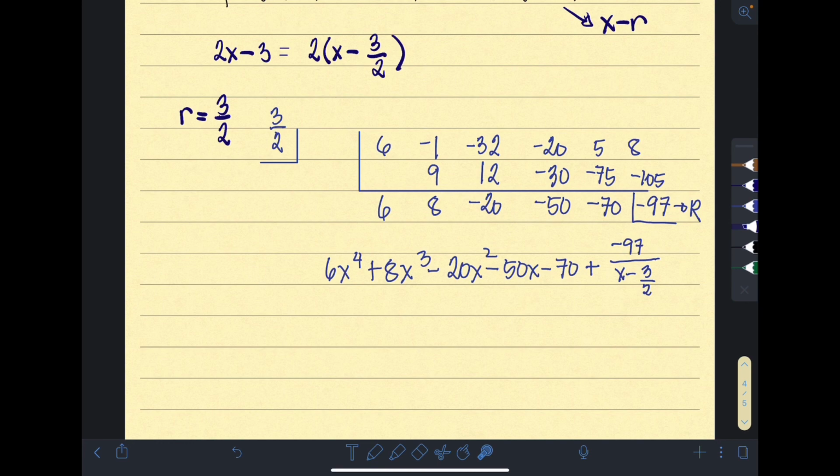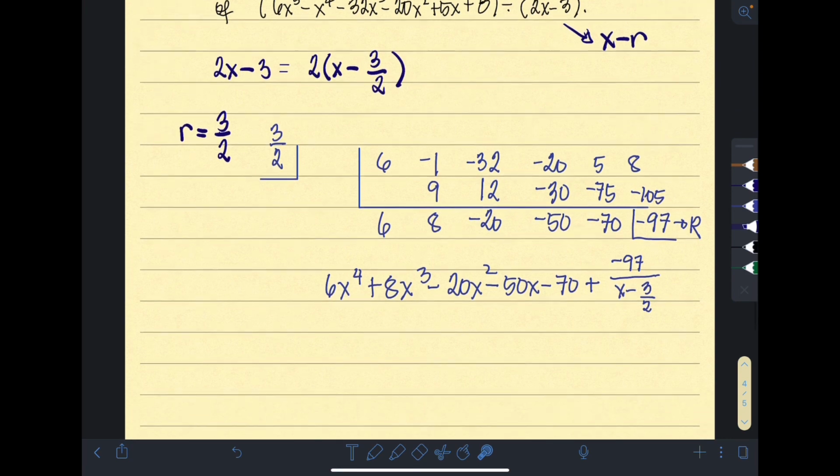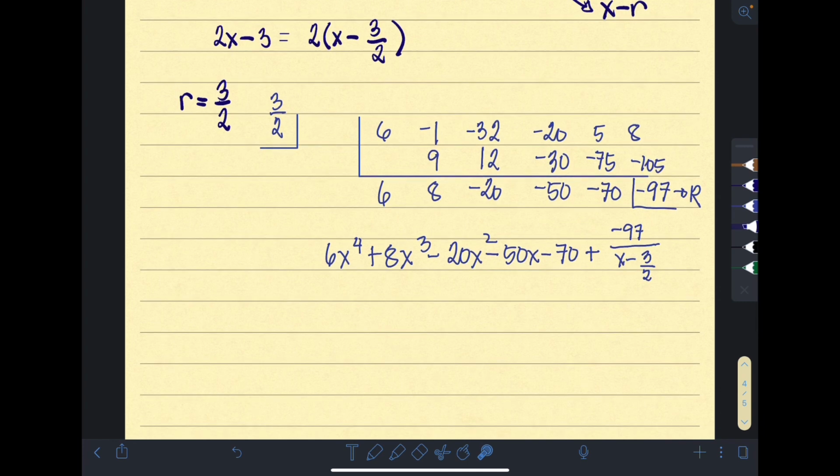Okay, but this is not the final answer yet because you notice that the denominator of the fraction part is x minus 3 over 2, and that is not our original divisor. Our original divisor is 2x minus 3. So we need to do something first with this answer to arrive at our final answer. Okay, so what are we going to add? We need to multiply our denominator with 2 so that this will be equivalent to 2x minus 3.